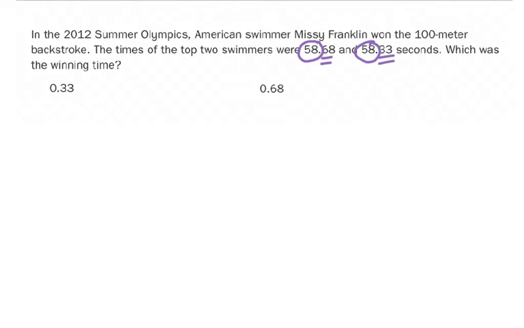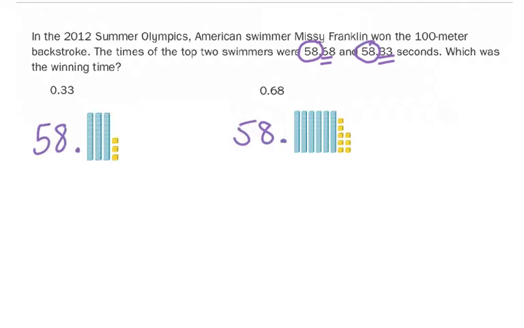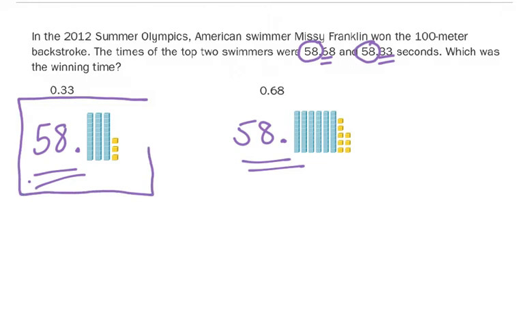So again, on your whiteboard, you can draw a picture, you can use your Brain Camp manipulatives, or you can just write an equation. Go ahead and pause your video and show which had the winning time. Here I've just written out the whole number 58 for both of those times, but I can see that the winning time, because you want the fastest time, would be 58 and 33 hundredths seconds.